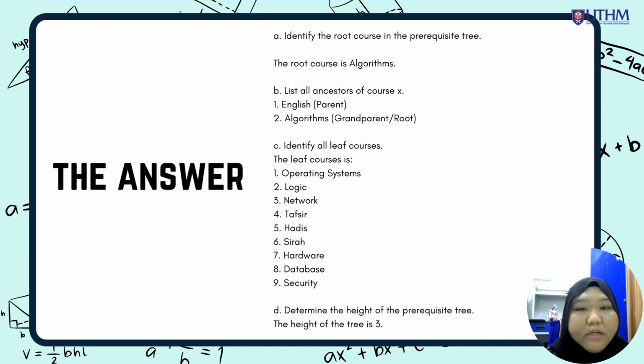B. All the ancestors of course X. First one is English. Second one is algorithm. C. Identify all leaf courses. The first one is operating system, then logic, network, tafsir, hadith, sirah, hardware, database, and security. D. Determine the height of the prescribed tree. The height of the tree is 3.